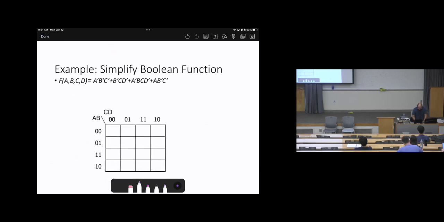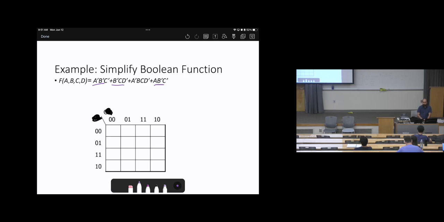Simplify the following Boolean function: a bar b bar c bar plus a bar c bar d bar plus a bar b c d plus a b bar c bar. The first step is to find the minterms. Now, this expression is not in the general form, because this is a 4-variable Karnaugh map. The first term includes 3 variables, the second term 3, the third term 4, the fourth term 3. So we need to convert each term to be in 4 variables.